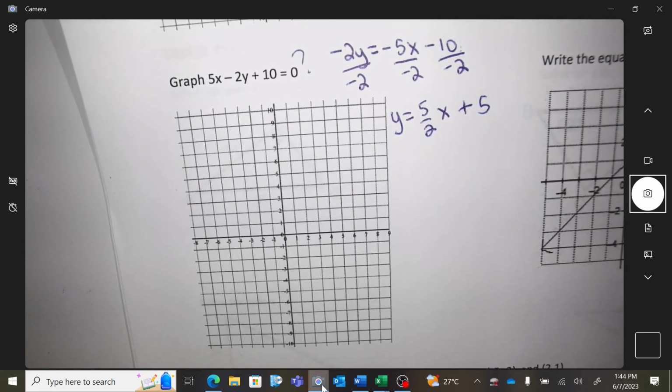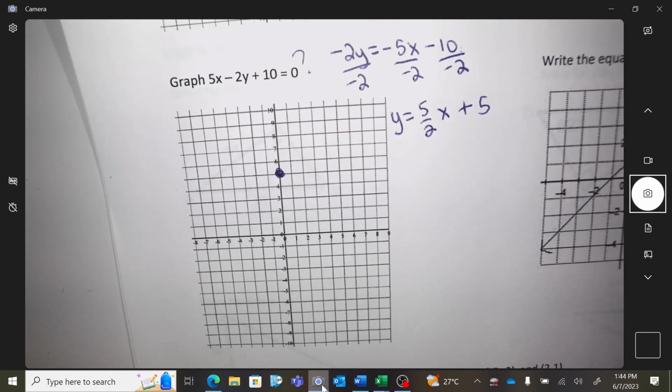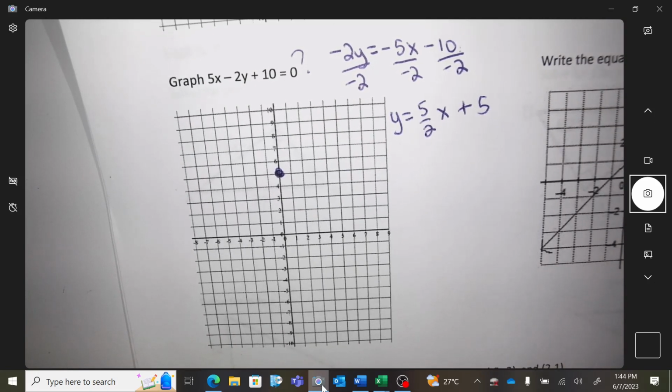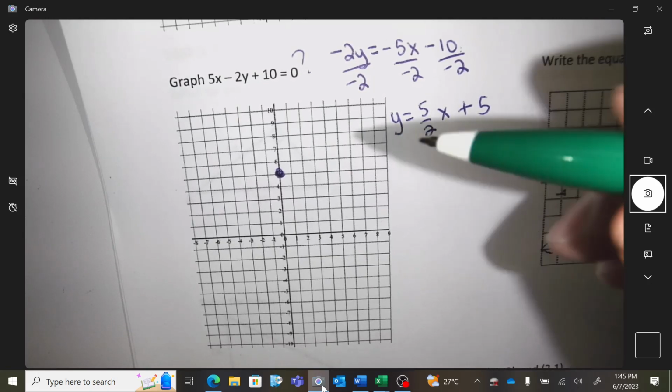So we have our stuff now. Y-intercept is 5. And the slope says we should go up 5, right 2.